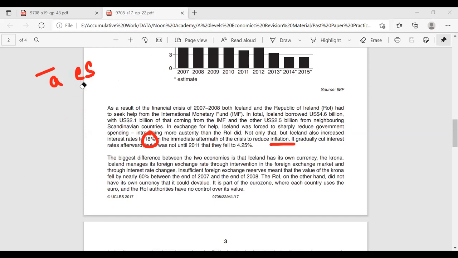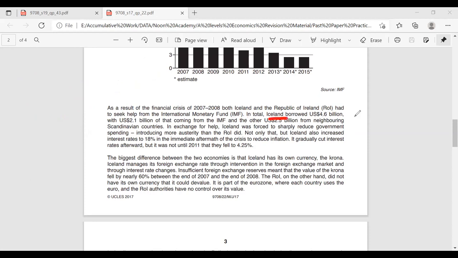Okay, we'll move on. It gradually cut interest rates afterward, but it was not until 2011 that they fell to 4.2%. Now, what is this paragraph talking about? It's talking about two countries, Iceland and the Republic of Ireland, and they took a loan from the IMF.